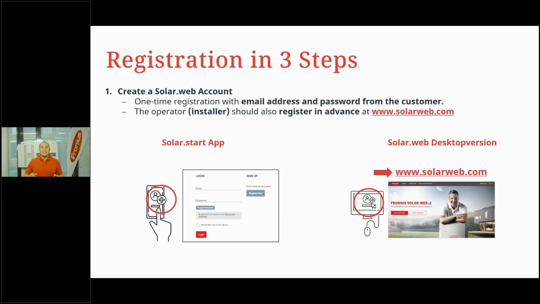So now, let's continue to the 3 steps to register. The first step is to create a Solar.web account. It is necessary to do a one-time registration using your personal email address and introducing a password. The installer in this case should also register in advance to www.solarweb.com. It is usual that the installer is the one taking care of this task, but you as a customer and owner of the system, it is important to request a personal account to have access to Solar.web.